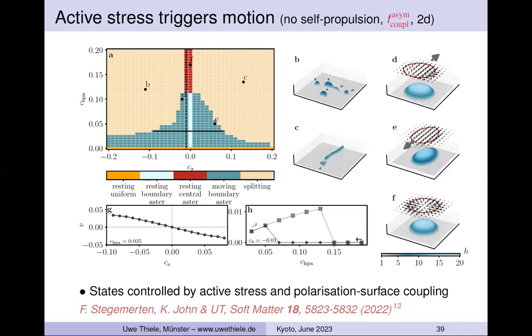And now the interesting thing is, if you fix the active stress, I think at this value, the dashed line, and you change the surface polarization coupling, then you see a hysteresis between a resting state and a moving state, right? So this is velocity here. And we believe that such a type of hysteresis could be responsible for the hysteresis in the experiments I described to you. So let's look a little bit more at the mechanism.